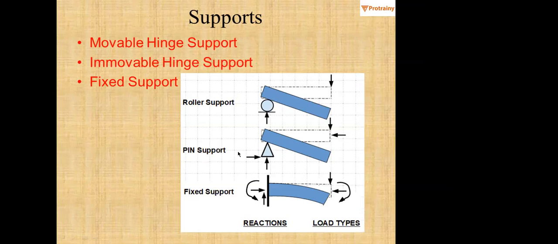Then comes the pin support. Now this roller is replaced by this pin. Again, vertical movement is not allowed, and now we are obstructing its to and fro movement as well. So we end up with another reaction. Now we have two reactions, but the section can still rotate around the support.